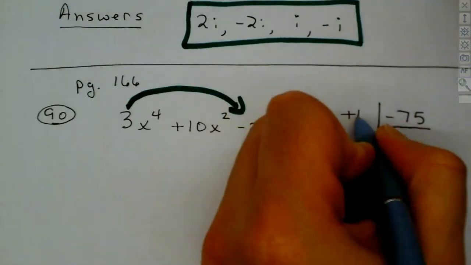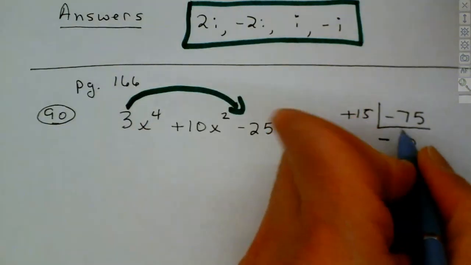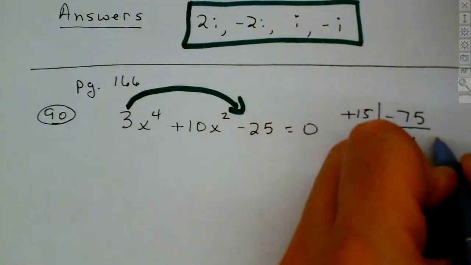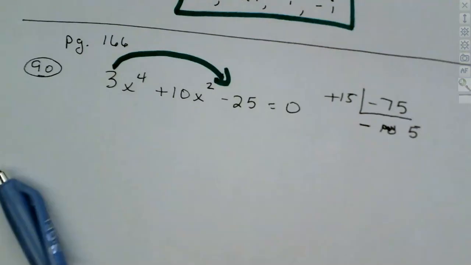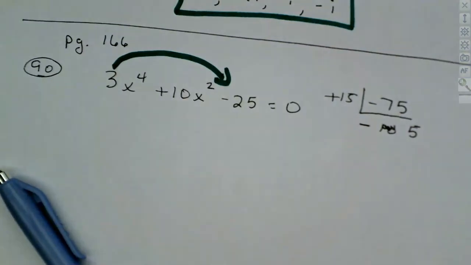So we're going to use a positive 15 and a negative 5. And I'll be right back. I've got to go below my nose, but I'll be right back.